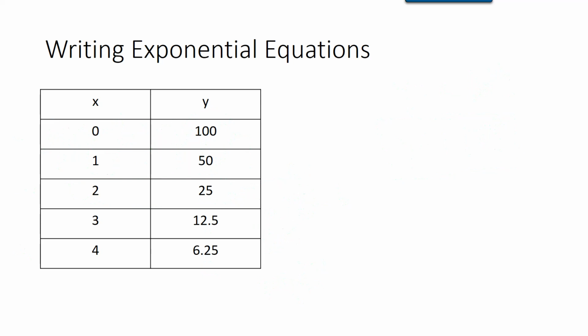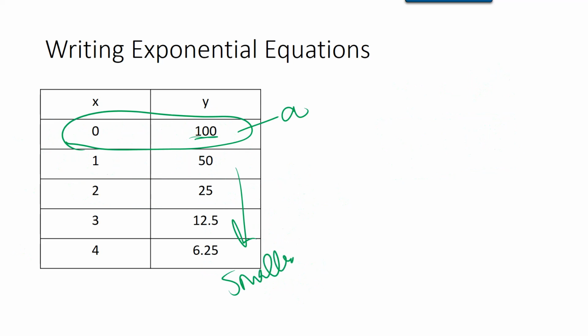Let's look at our second example. All right, first thing I want to do is analyze this table. And when I analyze it, I see 2 things. First thing, I have a 0 point, which is my a value. It's great. So a is 100. Second thing I notice is that my table is getting smaller.